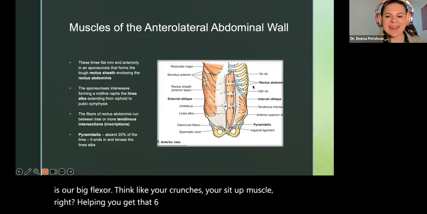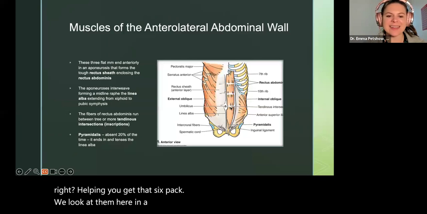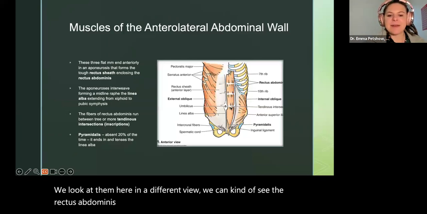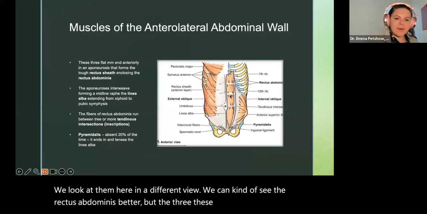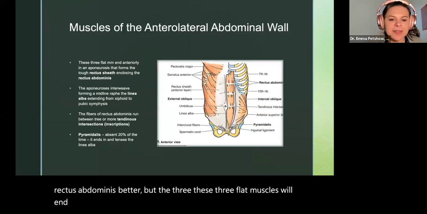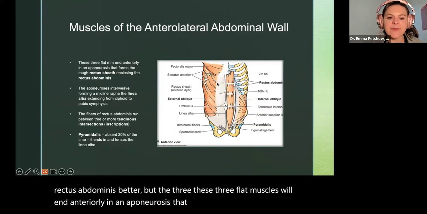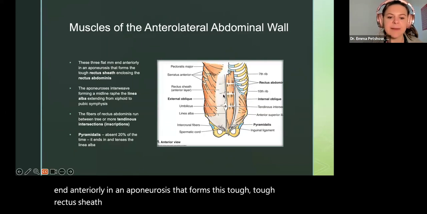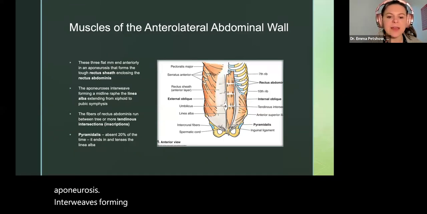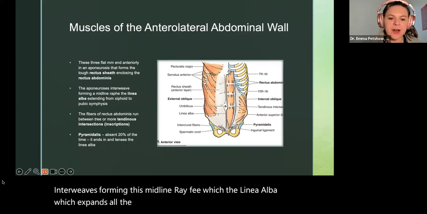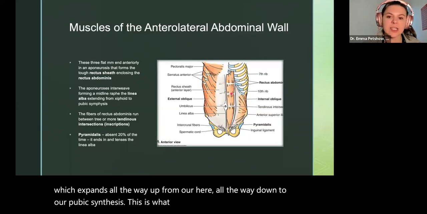If we look at them here in a different view, we can kind of see the rectus abdominis better. But these 3 flat muscles will end anteriorly in an aponeurosis that forms this tough rectus sheath that encloses the rectus abdominis. And the aponeurosis interweaves, forming this midline raphe, which is the linea alba, which extends all the way up from our xiphoid, there we go, xiphoid, all the way down to our pubic symphysis. And this is what can get torn in conditions like pregnancy.